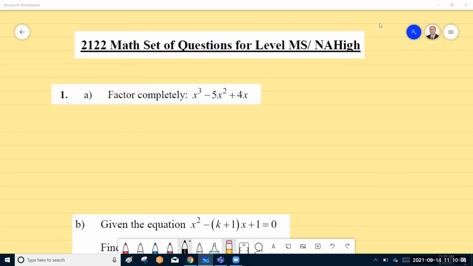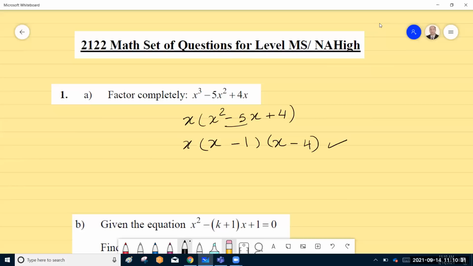Factor completely x cubed minus 5x squared plus 4x. Just take x as a common factor. You have x squared minus 5x plus 4. After that, write x and double parentheses: x squared is x and x. Therefore, you will factor it as 1 times 4. The sum needs to be -5, so make it -1 times -4. This is the answer.